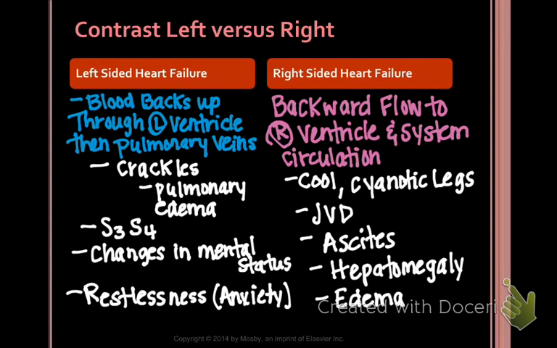So if you really want to burn it into your mind, think about right-sided heart failure: JVD, ascites, hepatomegaly. Okay? Left-sided heart failure: pulmonary edema, S3, S4, crackles.